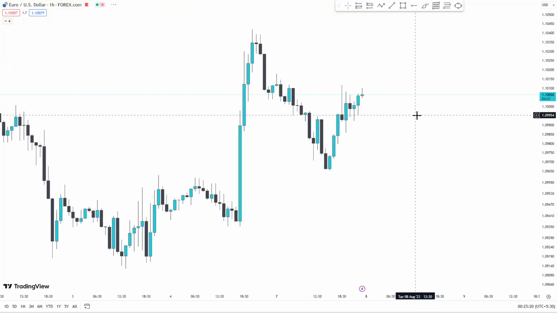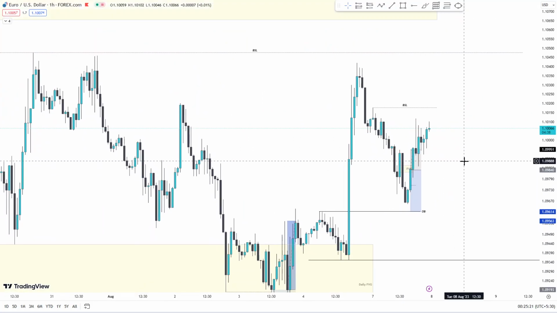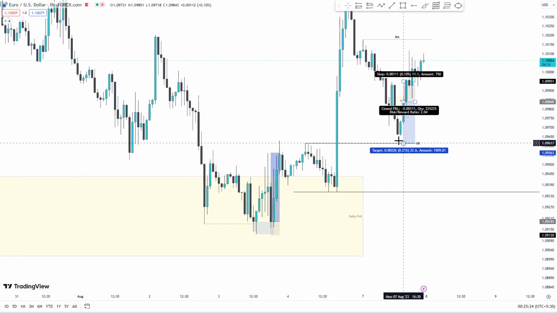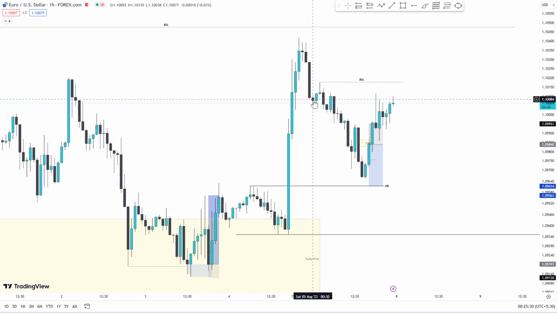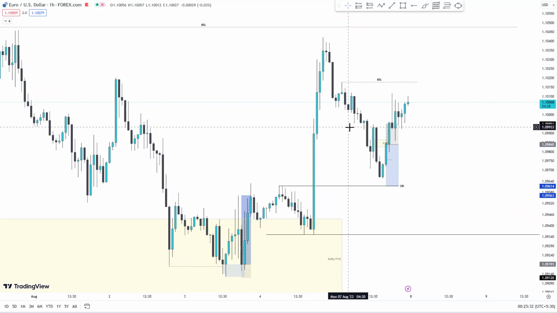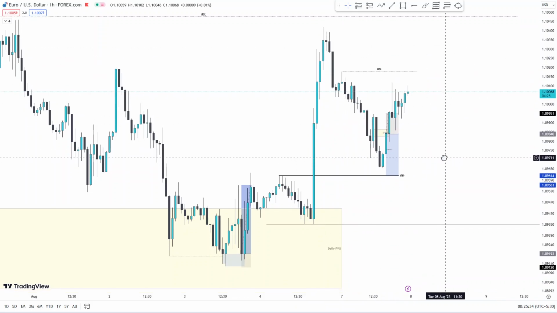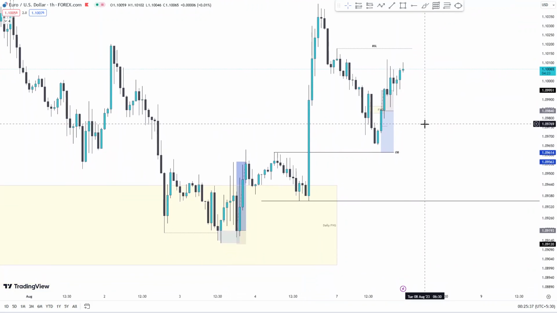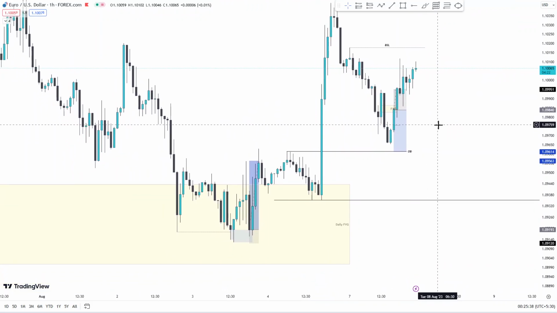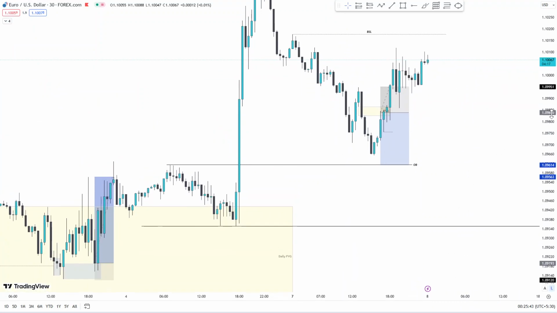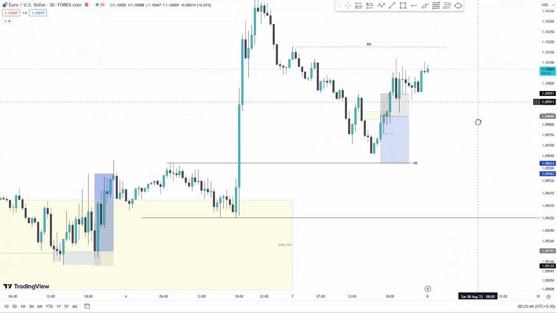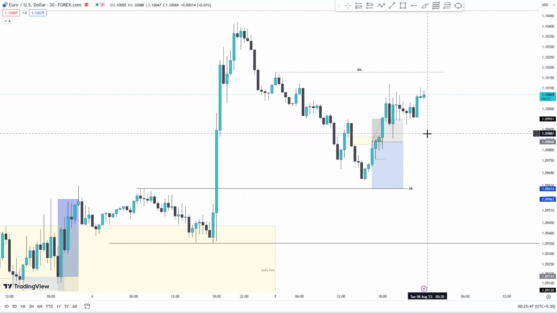So let's go to Euro. Euro, as I said yesterday, we can have some retracement to the downside. We had that retracement, but today I actually took a trade, and I took an SL today. So yeah, for this, let's analyze this trade first.